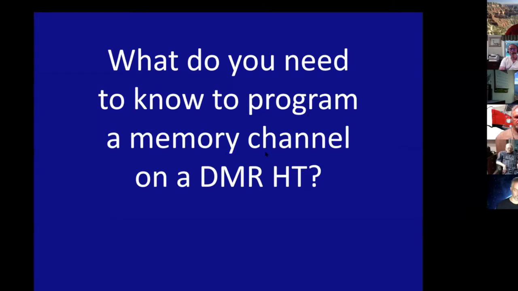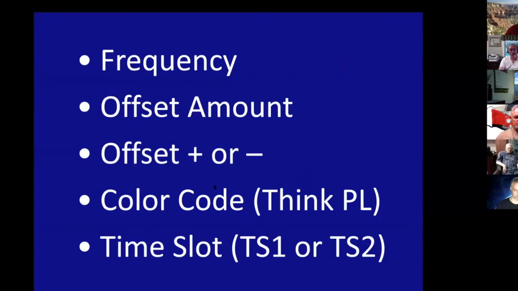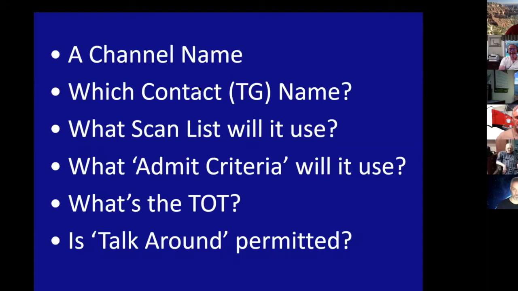What do you need to know to program a memory channel on a DMR radio? You need to know the frequency, the offset, plus or minus, the color code, same as the tone, and the time slot 1 and time slot 2. So that's not a whole lot more. Oh, wait a minute, maybe there is a little bit more. You need to have a channel name.